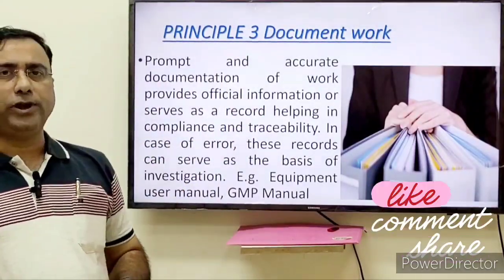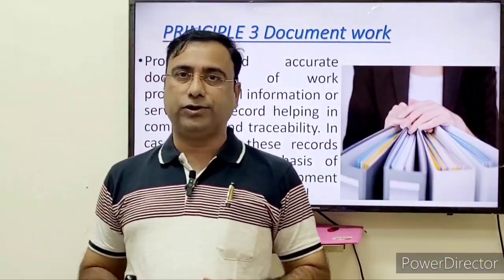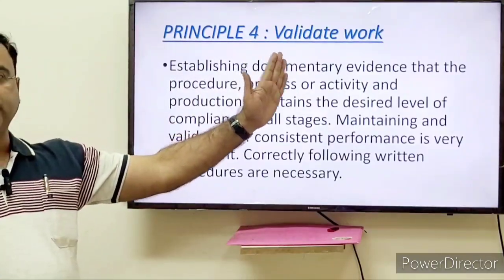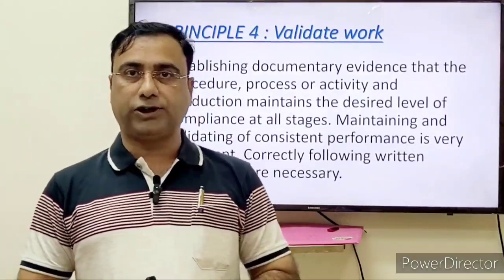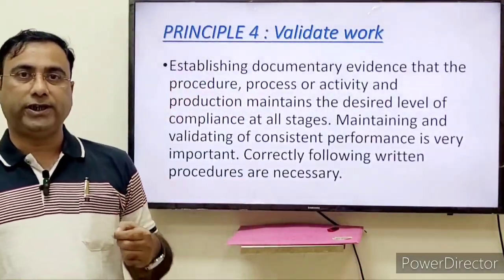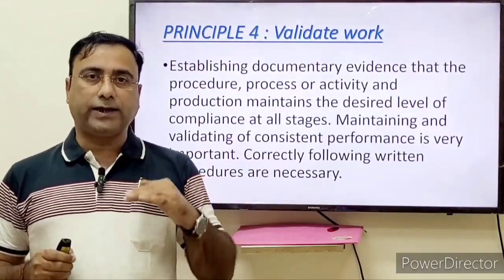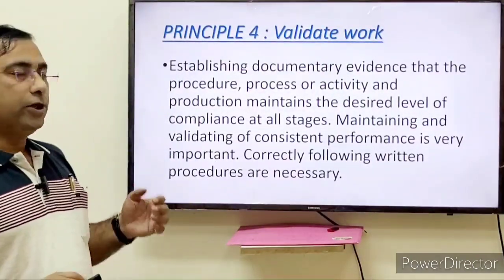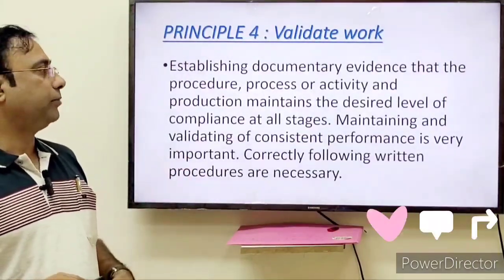Then the third one is document work. Whatever job is to be done during production, dispatch and storage should be documented. And then the fourth is validate work. Validate work means you must have a checklist for all the procedures and steps that you follow during production, and for how you maintain quality and hygiene. Checklists should be done at given intervals, maybe hourly, daily or weekly, for validating the work that you have done.